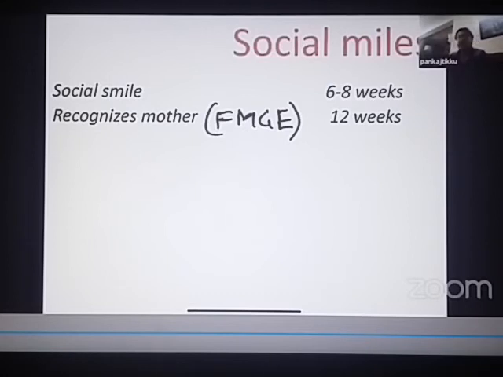The child recognizes the mother at the age of 3 months, 12 weeks. So when does the child recognize his mother for the first time? A child recognizes his mother at the age of 3 months. In fact, this is a very, very important question. This has been asked 2 times in PG entrance exams also, and this has been asked in FMG also. When do children recognize their mother for the first time? It is 3 months.